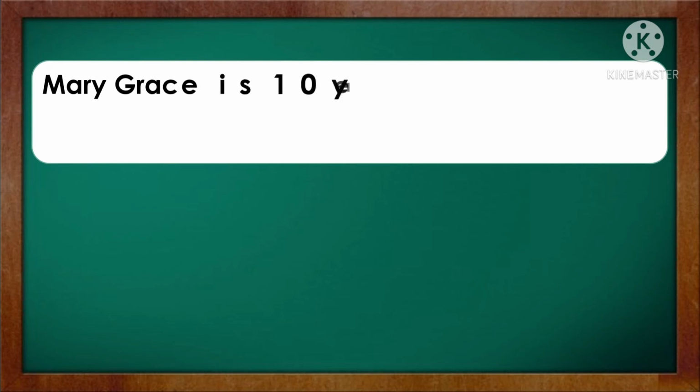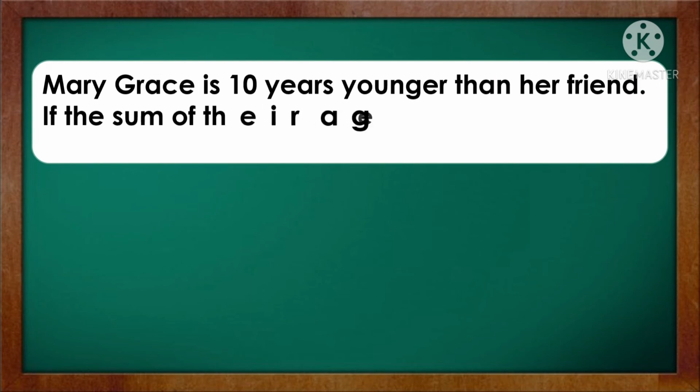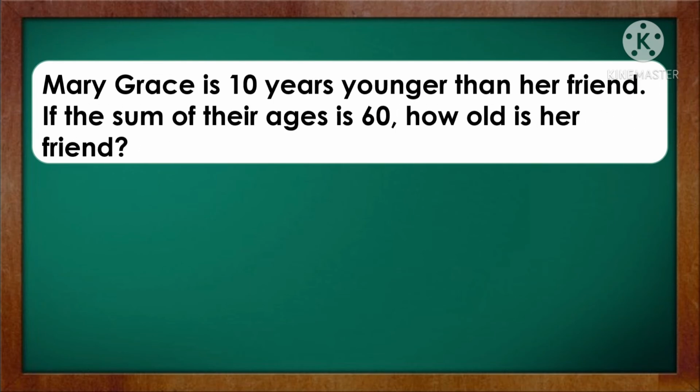Let us read the problem. Mary Grace is 10 years younger than her friend. If the sum of their ages is 60, how old is her friend? Again, Mary Grace is 10 years younger than her friend. If the sum of their ages is 60, how old is her friend?